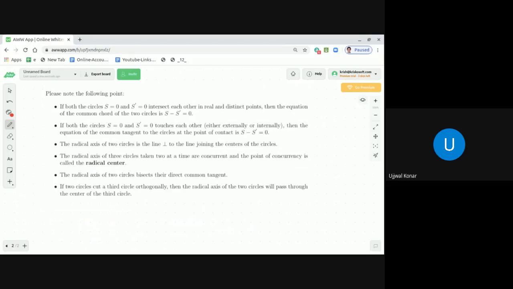If both the circles, that is S equal to 0 and S dash equal to 0, intersect each other in real and distinct points, then the equation of the common chord of the two circles is S minus S dash equal to 0. And that common chord works as a radical axis. Correct? If I give you a visual representation of the first point, what I just said is something like this.